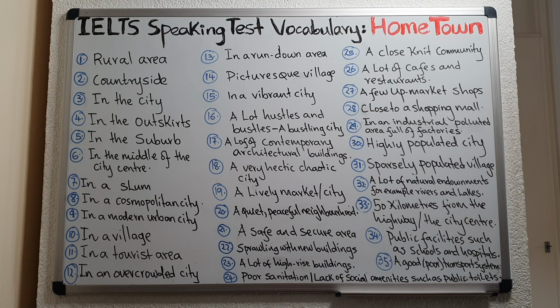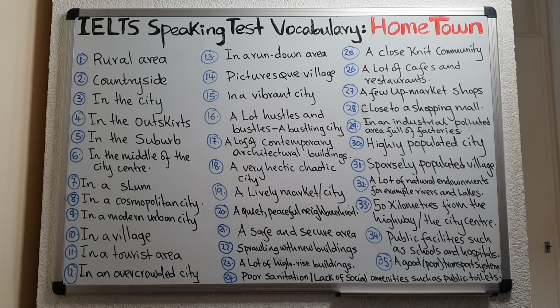Now, let's move on to number 32. A lot of natural endowments, for example, rivers and lakes. My hometown is close to a lot of natural endowments, for example, rivers and lakes. Now, if your hometown is close to a lot of natural endowments, endowments means resources, natural resources, okay? Natural resources, for example, rivers are natural resources, forests are natural resources, okay?